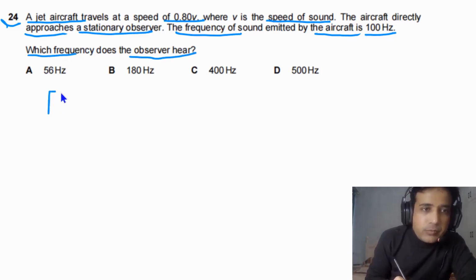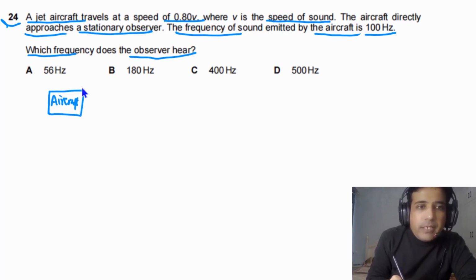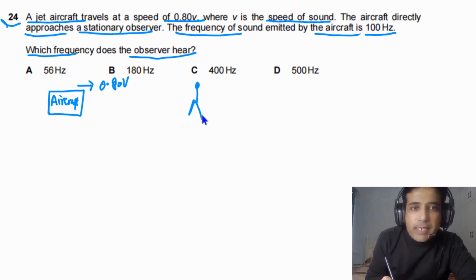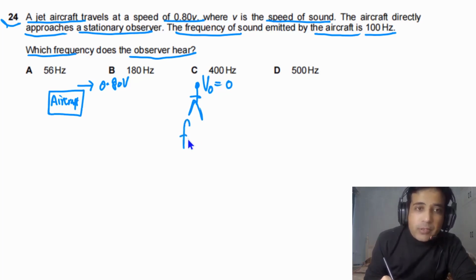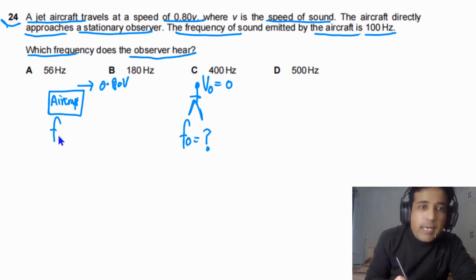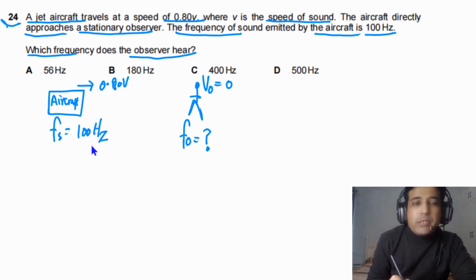So in this case, we can also simply sketch. Imagine that this one is the aircraft. So this is the aircraft. The aircraft is approaching an observer, and the speed of the aircraft is 0.80 v, and the stationary observer is standing here. So the observer is at rest, meaning v naught is equal to 0. And we need to find out the frequency of the sound heard by the observer. This frequency we need to find out, and the frequency of the source fs is given, that is equal to 100 Hz. So it's just a simple question about the Doppler effect.